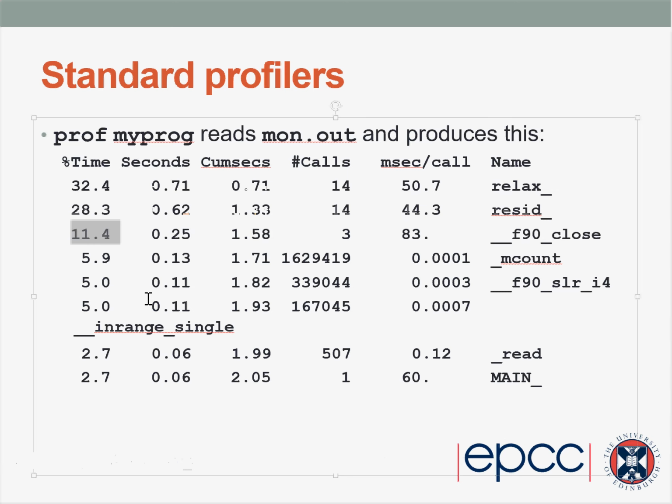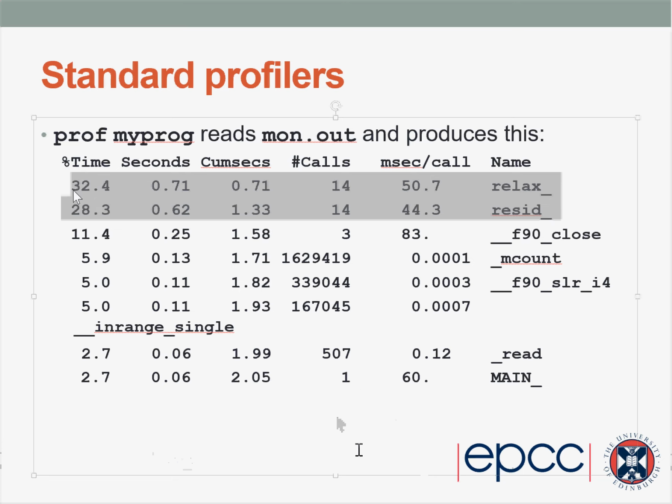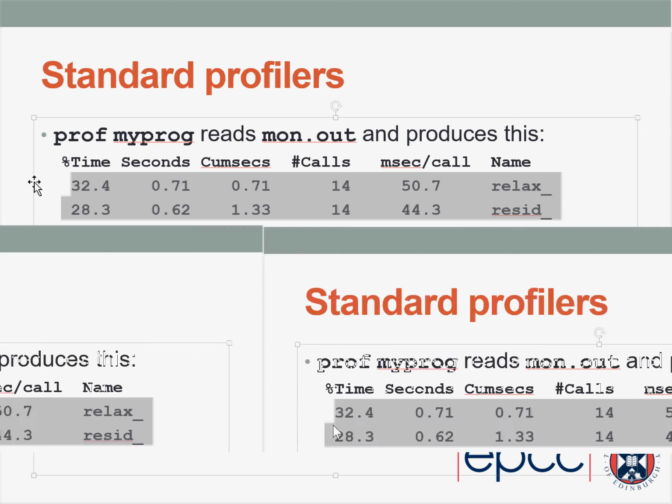So I can see here that if I could optimize these two routines up here and make them faster, I could have a big impact on my overall program runtime, because together they would be about 60% of the overall runtime of the program.